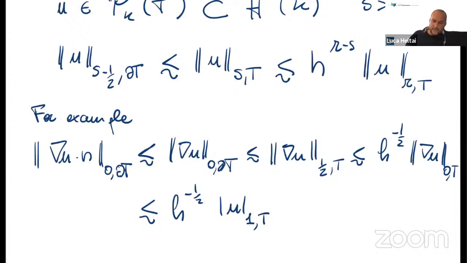So this gives you an idea of how to use these types of inequalities. It allows you to control, for finite element functions, the norm of the gradient on the surface of the face with respect to the full norm on the actual element itself.